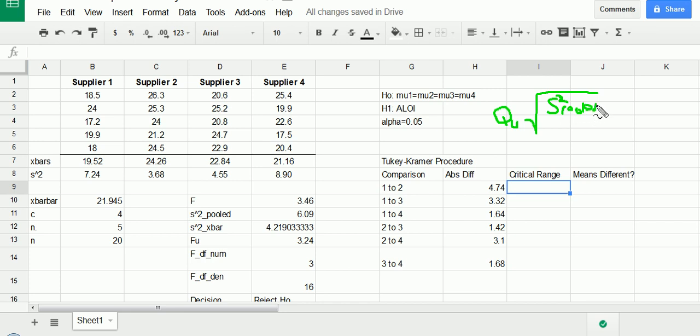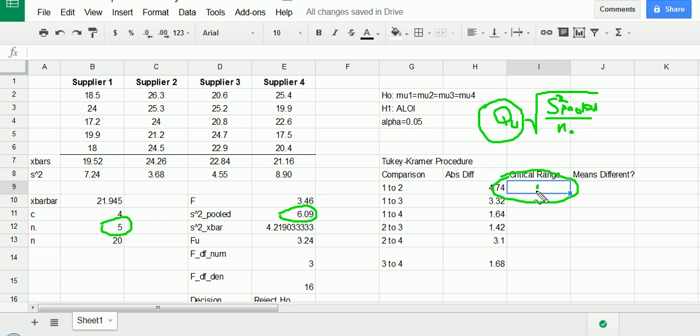That's a subscript pooled, sorry, divided by n dot. Okay? So here's our pooled variance. Here is our n dot. And all we need to get now is this guy from a table. So let's learn how to get that, and then we'll incorporate that all together into this value.